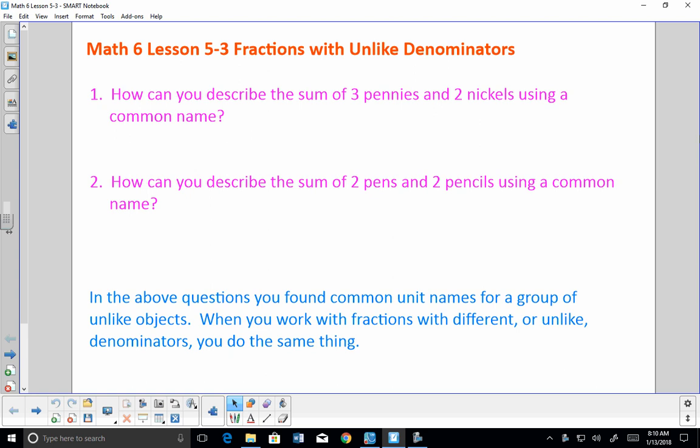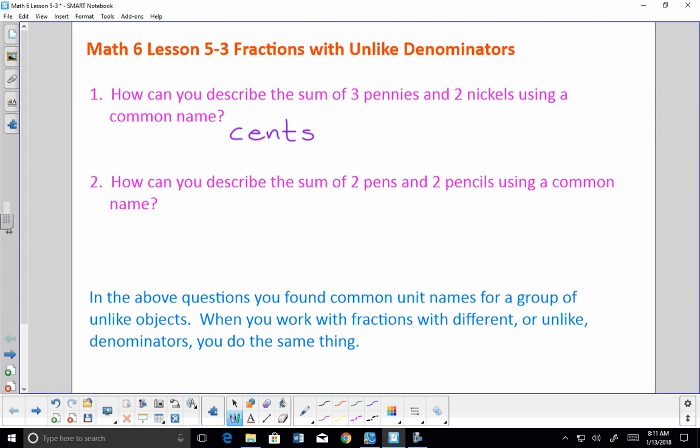You might think 3 pennies and 2 nickels. Well, what do they have in common? Well, they're change. And if I was talking about money and I'm talking about change, I would name it in dollars and cents as money, and these would be the cents part. So these are simply cents. So the common name here would be cents.